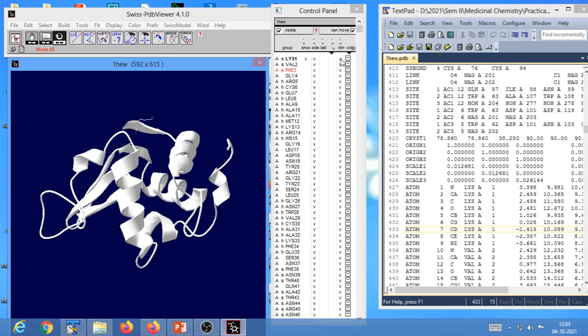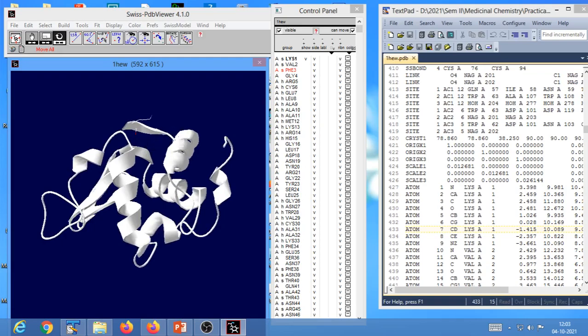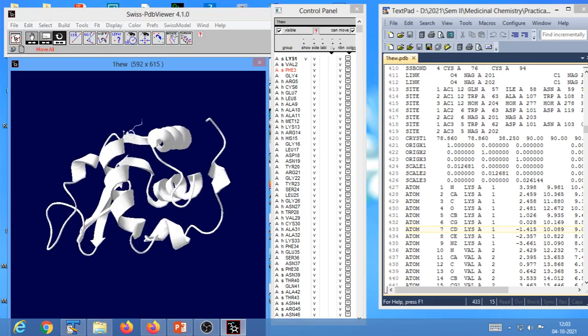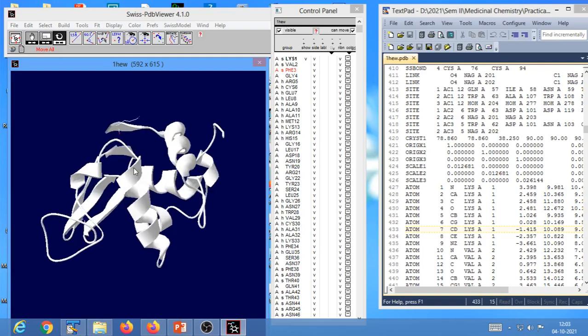I am showing you the ribbon representation just to give you an idea of where this amino acid residue is located. It is present on this corner of your protein molecule. Now you get an overall idea of where that lysine 1 is located in your protein.